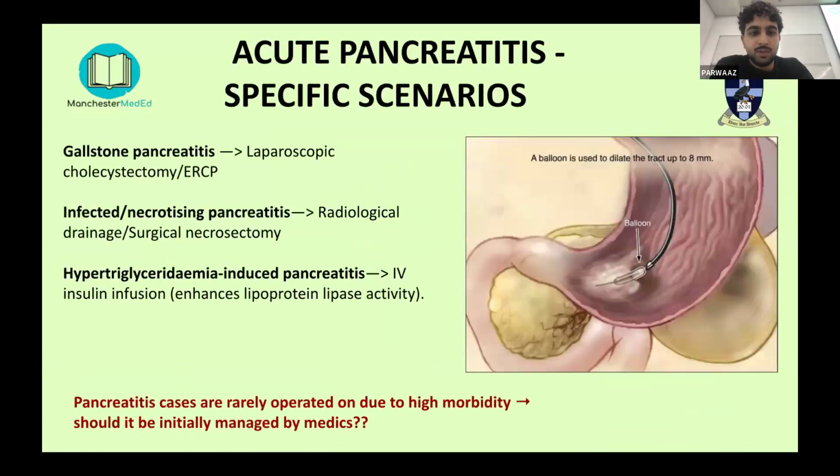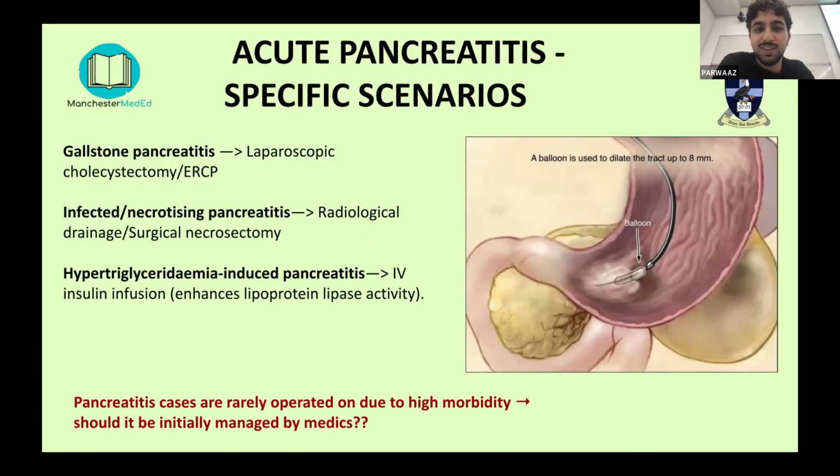Okay. So some specific scenarios. Gallstone pancreatitis, very common. Always needs an elective lap chole at some point. And I'll talk about lap chole in a second, sorry, for those that don't know. But electively, we'll need a lap chole and an ERCP. So an endoscopic retrograde cholangiopancreatography. I think I got that right.